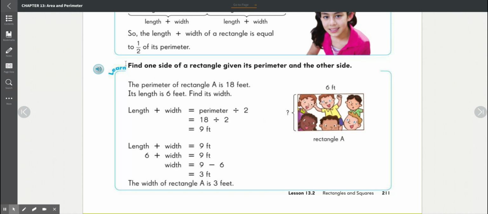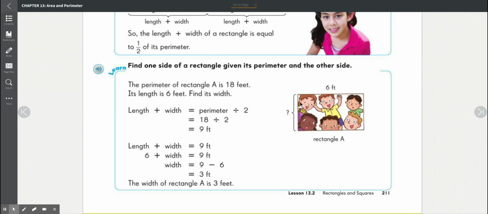When we have one side of a rectangle given and the perimeter given, we can actually find what the other side of a rectangle is worth. So let's walk through that. Here I have rectangle A. Rectangle A has a perimeter of 18 feet, and I know that the length of rectangle A is 6 feet. So we need to find the width.